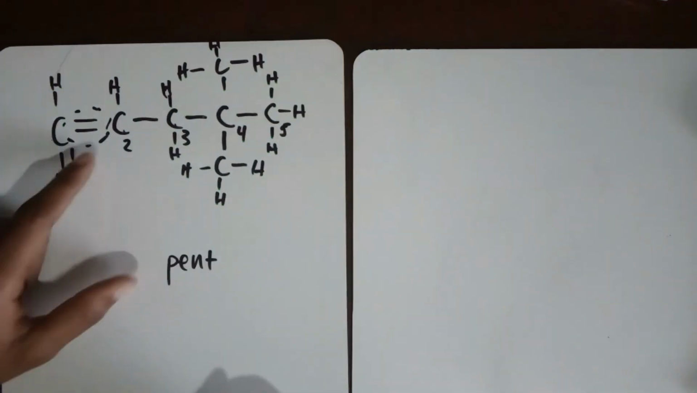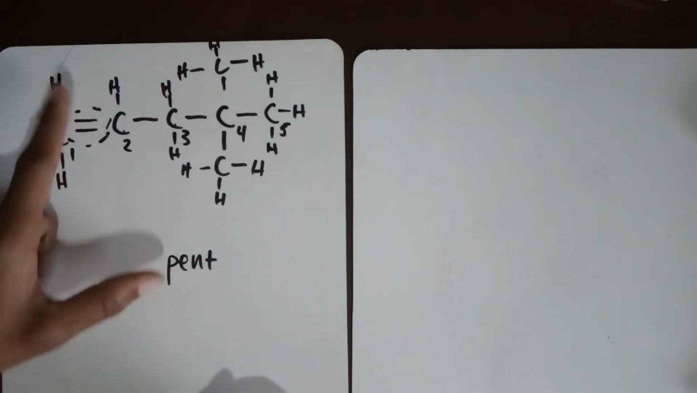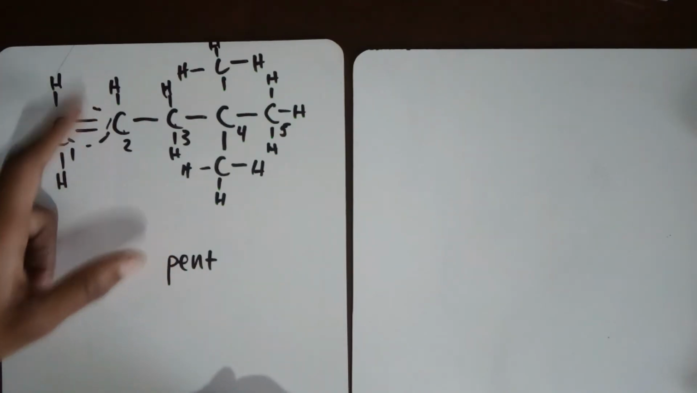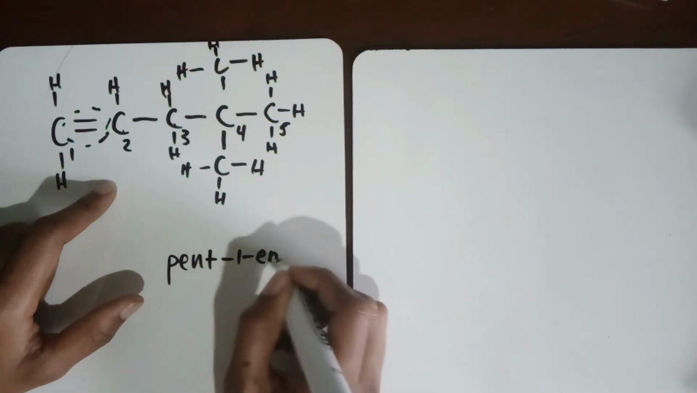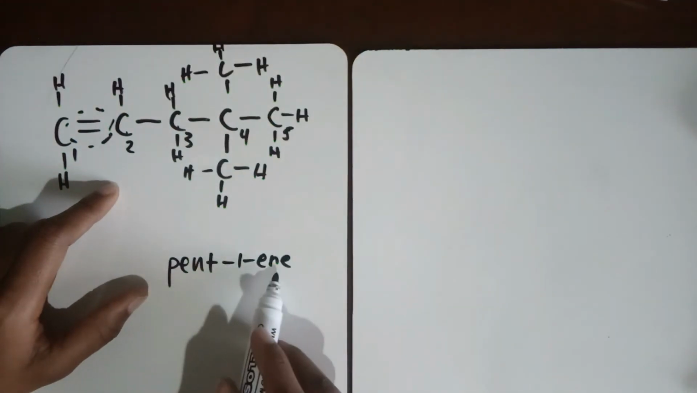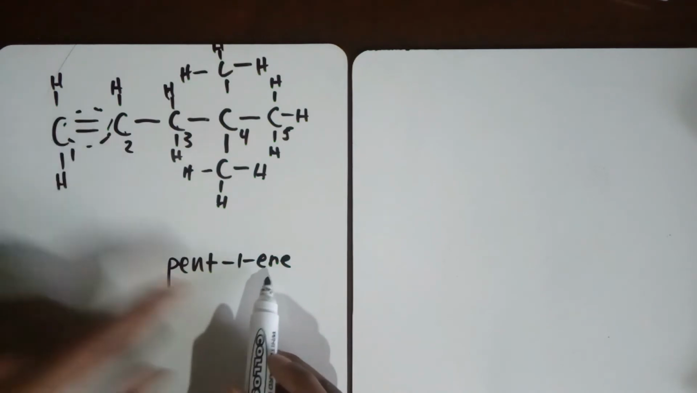And then what's the position of the functional group? It's at carbon number 1. You can either write it or not, it doesn't really matter. So it's going to be pent-1-ene. And because it's a double bond, then it's an "ene", right?